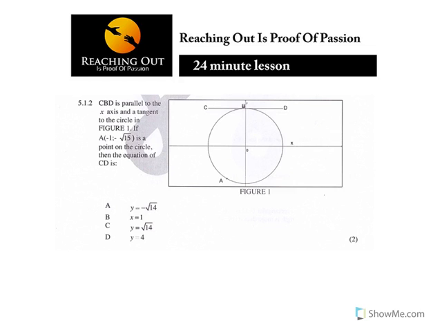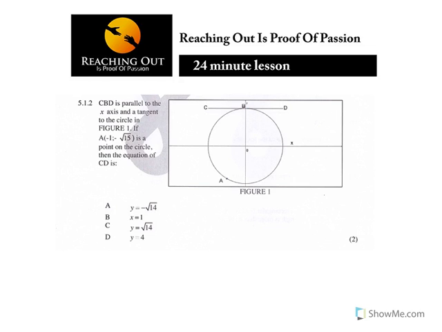There is another multiple choice question again. As you can see, this can be tricky, but let's look at it carefully again. CPD is parallel to the x-axis and tangent to the circle in figure 1. Okay, CPD is a tangent, which means it touches the circle at that point. If A, minus 1 minus root 15, is a point on the circle, then what is the equation of the circle?